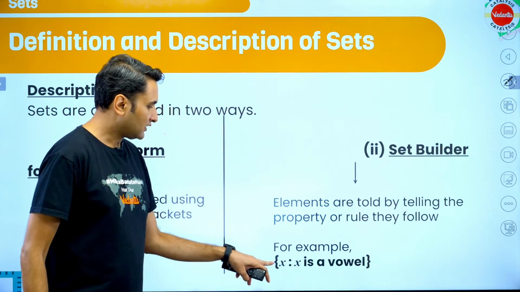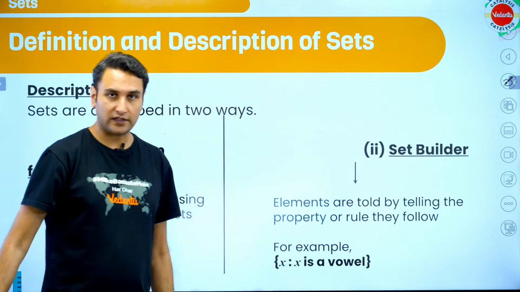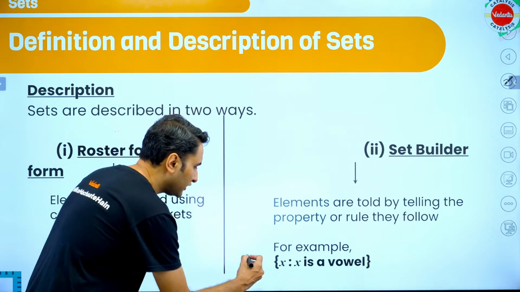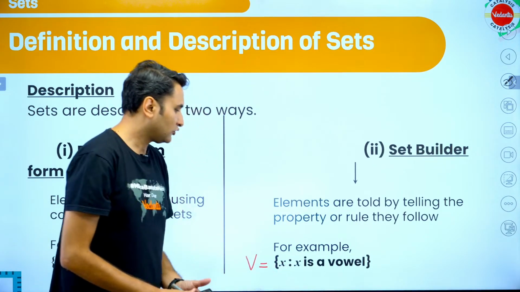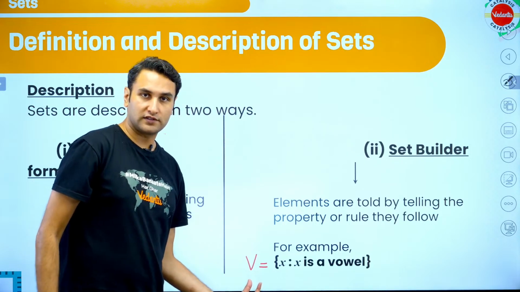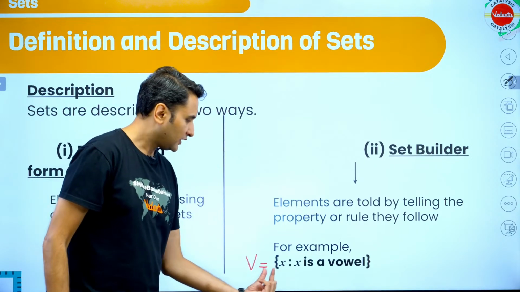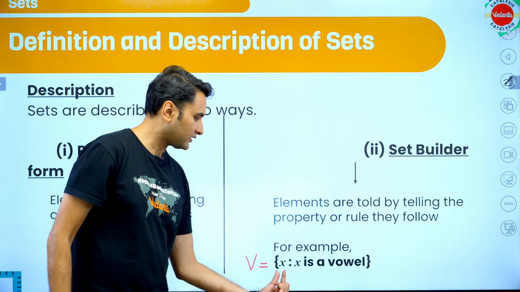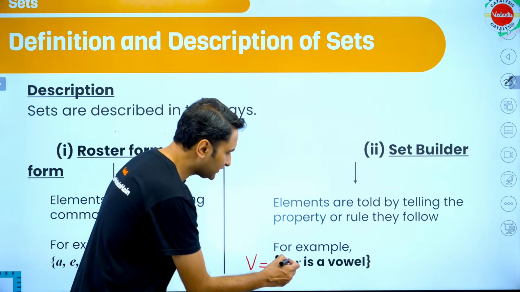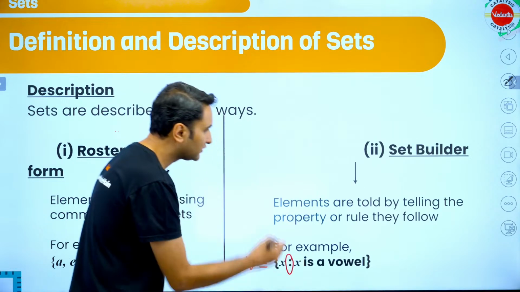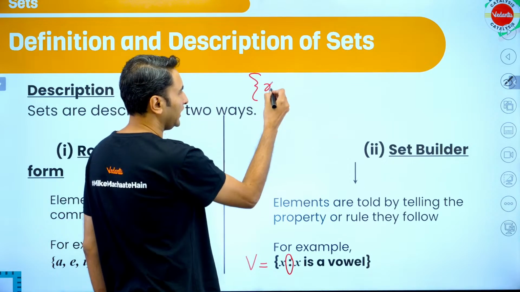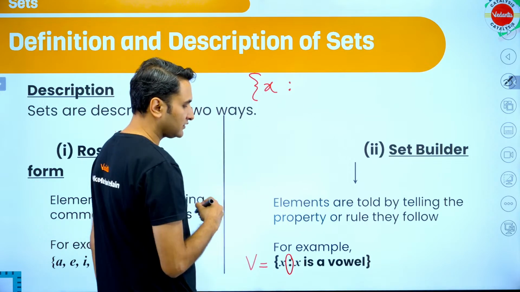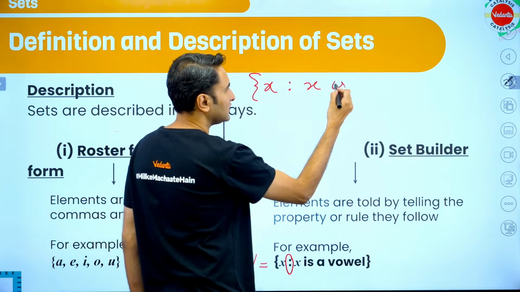This curly bracket is a set. Let me give it a name V. So V is the set of all the vowels. So how do we read it? V is the set of all X. This is called such that. Read this as such that. So set of all X such that X is a vowel.